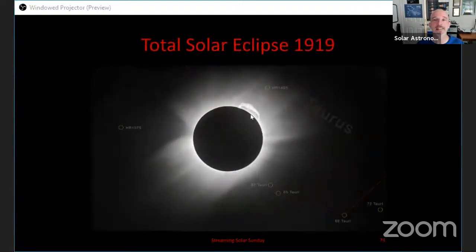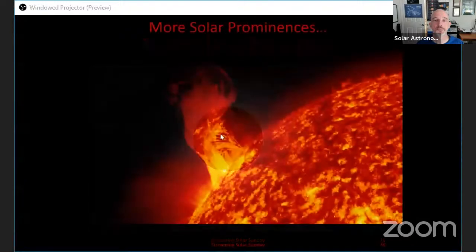This is from 1919, and there's a giant prominence here. Look at this thing. It looks like a handle, right, on the sun. It looks like you'd be able to put your hand here and just pick the whole thing up like a kettlebell or something like that. So this is a fun picture. And this picture is actually fun for other reasons because it was used to help cement Einstein's theory of relativity. So there's some fun science that goes with this picture as well.